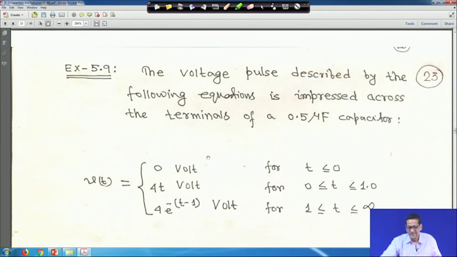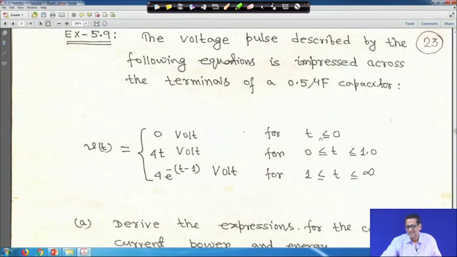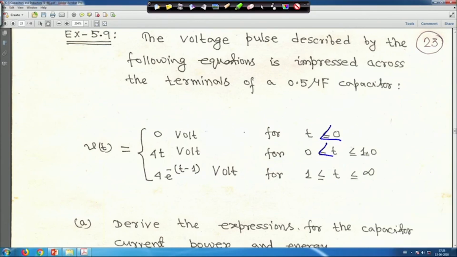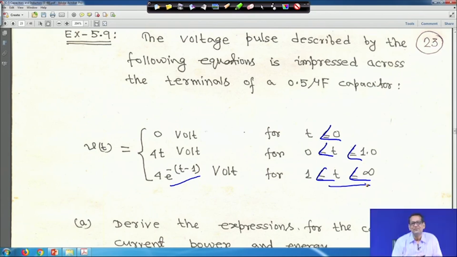So, another one we will take. The voltage pulse described by the following equations is impressed across the terminals of a 0.5 microfarad capacitor, right. So, v(t) is 0 volt for t less than 0, and 40 volt for t in between 0 and 1 second, and 40 e to the power minus (t minus 1) volt for t greater than 1, right.